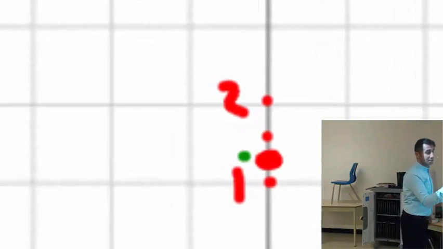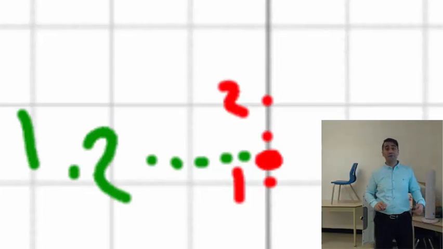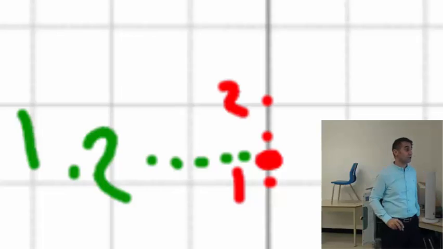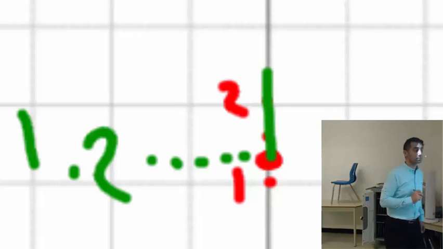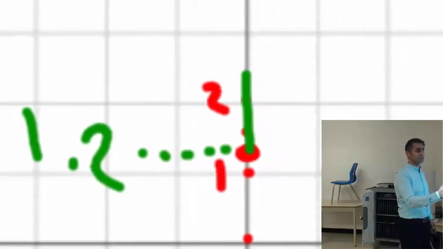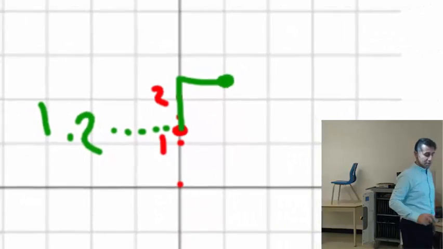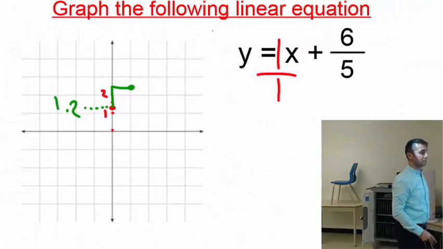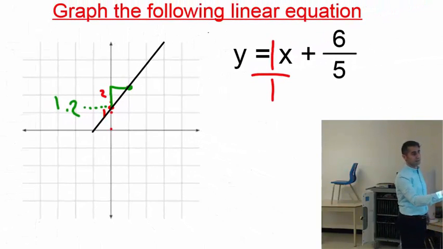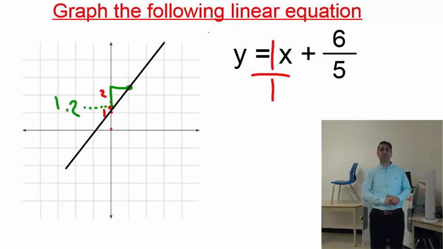Remember, this point here is 1.2. If you go 1 unit up, it's going to be 2.2. And then if you go 1 unit to the right, you will just go straight 1 unit. So that's your second point. Get the ruler. All right. Have your equation of line drawn.